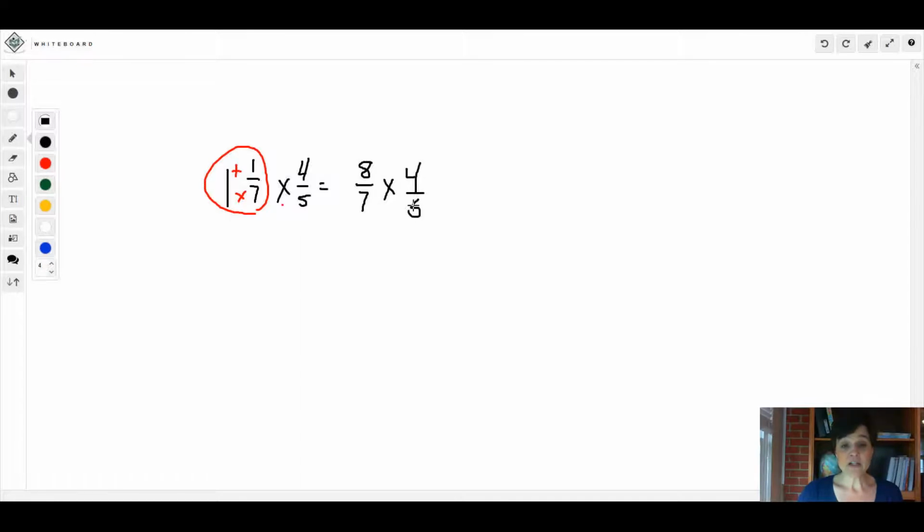Now, what we can do is we could see if any of these could cancel out. Does 5 and 8 have anything in common that they could be simplified down by? They do not. Neither does 4 and 7. So that means we're just going to simplify across. Since none of these can be simplified down, that means the answer we get will already be simplified. So 8 times 4 is 32, and then 7 times 5 is 35. Okay, so these can't be simplified. So this would have been your answer, 32/35.